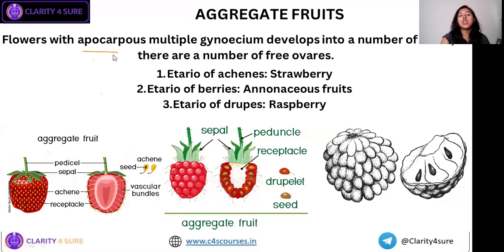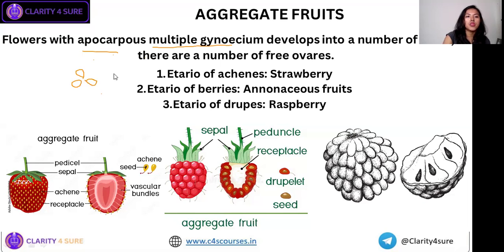So what was apocarpous? There can be multiple ovaries or multiple carpels or a simple carpel, but they are not fused, right? The carpel and ovary are not fused. That was apocarpous. So here you see that aggregate fruits are developed from apocarpous multiple gynoecium, that means it's not from a single carpel or single gynoecium. I told you, right, if I do the cross section, then since these are not fused, something like this will happen, right?